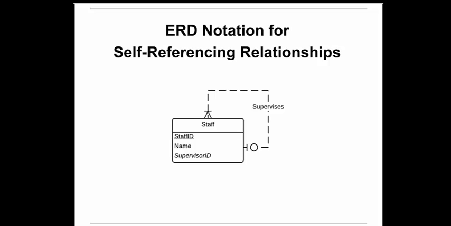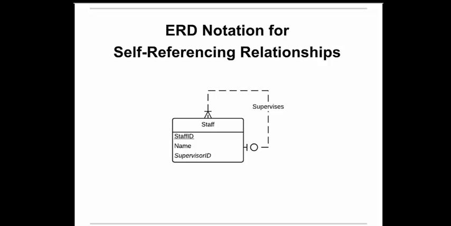You can have relationships between an entity and itself. In this case, we have a relationship for supervisor ID. Now, it's listed here as a foreign key. In supervisor ID, you would actually have a staff ID representing the staff ID of the supervisor of that particular staff member. Now, the relationship here is one-to-many.